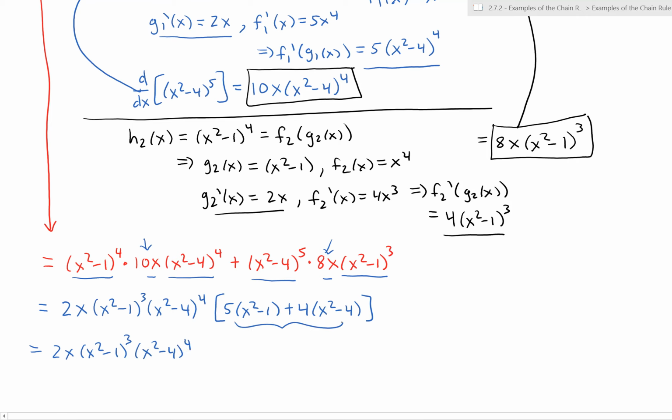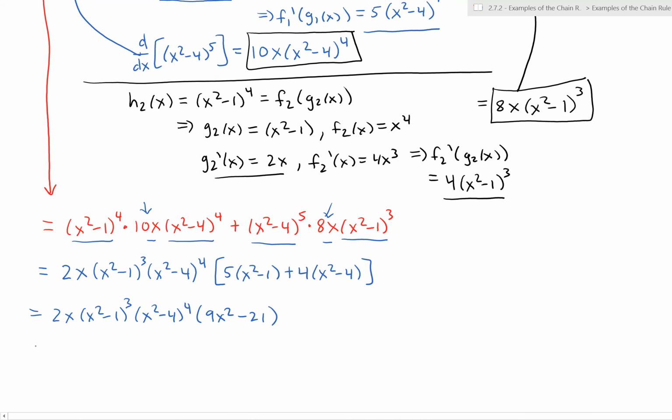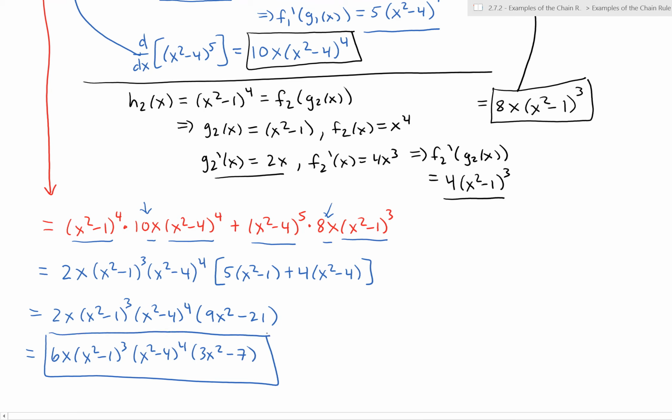And then in here, I'm going to go ahead and just combine some of that stuff. You see there's some like terms. Got a 5x squared and a 4x squared. So that's going to give me a 9x squared. And then I got a minus 5 and a minus 16. So that's a minus 21. And notice from here, I have a common factor of 3. So let's just complete this off. Take out that 3, multiply it with the 2x, and we get a 6x times x squared minus 1 cubed times x squared minus 1 to the 4th, and then times 3x squared minus 7 after removing that 3. And there we go. So that's a lot cleaner, I think, than the red statement above.